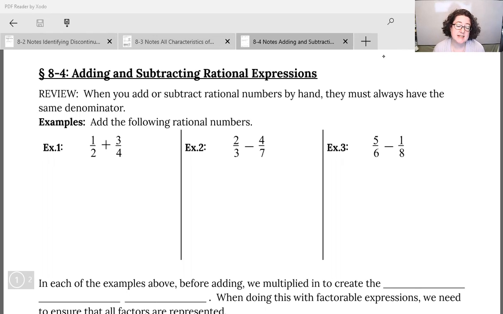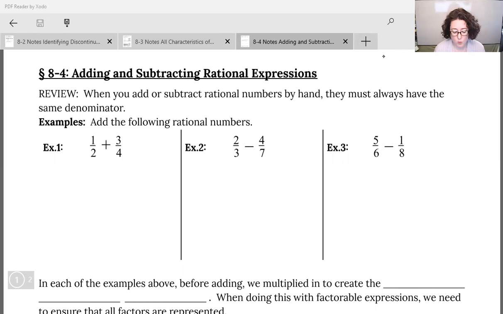When we're adding and subtracting, however, we do need to make sure that we have a common denominator before we can combine our fractions. So when we did this with our just straight out numbers, we need to think about what our least common denominator would be, and we usually just multiply in that extra factor to change the way that our fractions look so they have the same denominator.